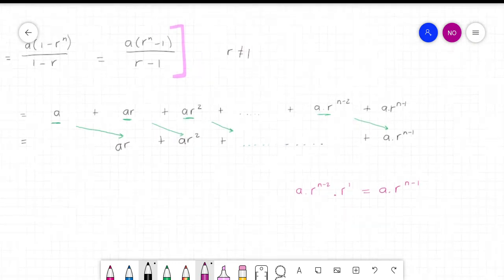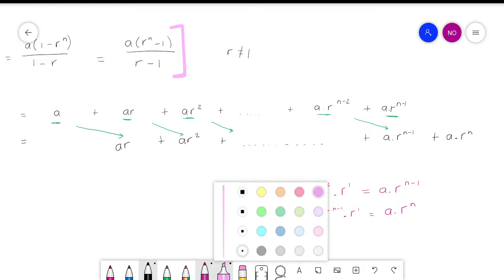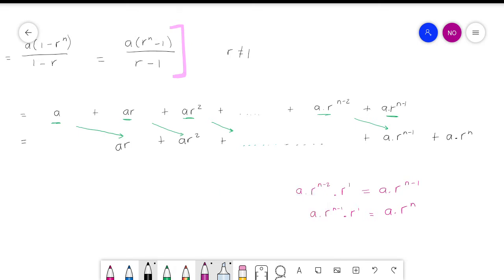So far, we've coupled every single term except for that first one and now this very last one. Because this one, if I multiply it by r, it just becomes a to the power like that. AR to the power of n. So hy gaan nie 'n maatjie hê nie. So basically every single term has been coupled up except for that one and that one.